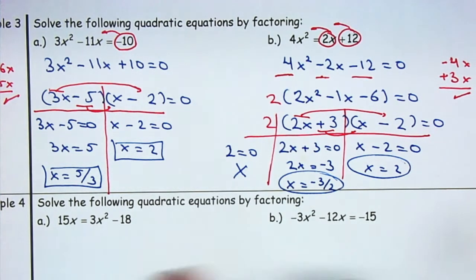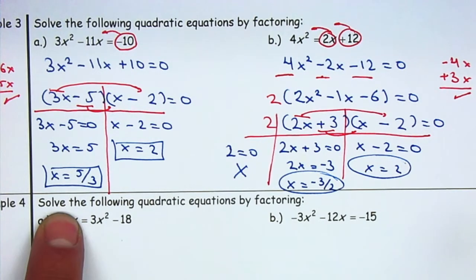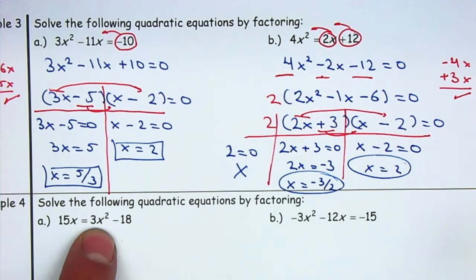Go and try example number 4 by yourselves and see what you get. Just be careful on example number 4, part A. You don't want to move the 3x to the left. We want to keep that 3x squared positive, so you probably want to move the 15x to the right. Go ahead and pause it. Try example number 4 and then we can compare answers.